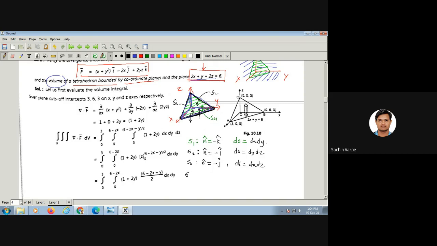Now I'm asking n cap for S4. We don't know whether S4 is in coordinate planes. Actually, from the diagram we can see S4 is an arbitrary plane. That is neither completely in xy, yz or xz plane, right? So how do we get n cap for this arbitrary plane? Can you visualize that it will be in this direction, which is perpendicular to this surface, n cap. So how do you get this normal vector to this surface?